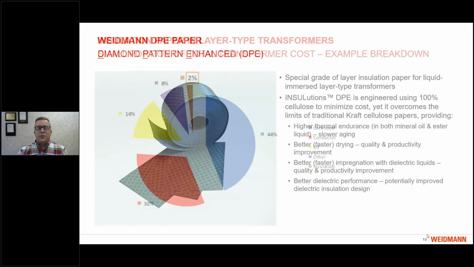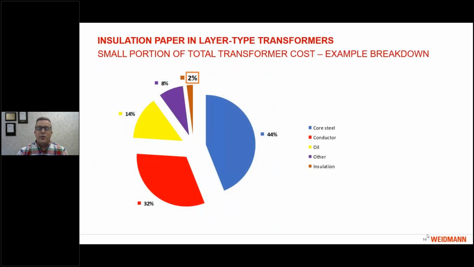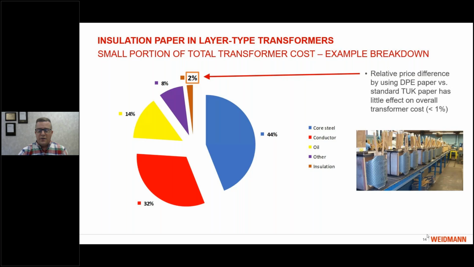But again, let me talk one more time about the cost, which is the important part of this paper as a solution. If you look at the solid insulation in a typical layer transformer compared to all the other materials, core steel, conductor, the liquid, and other items like the tank, the solid insulation typically represents just a couple percent of the cost of one of these transformers. With DPE paper being 100% cellulose, we've kept the cost down, and all of these benefits are achievable at a relatively small price difference on the overall transformer cost, which we say is typically less than 1%.